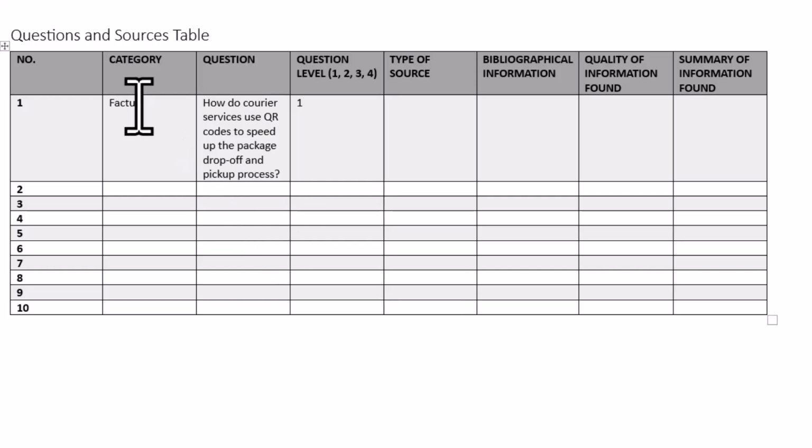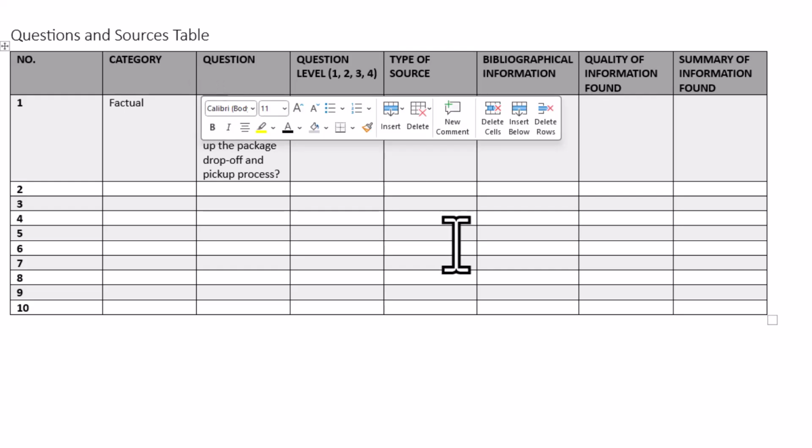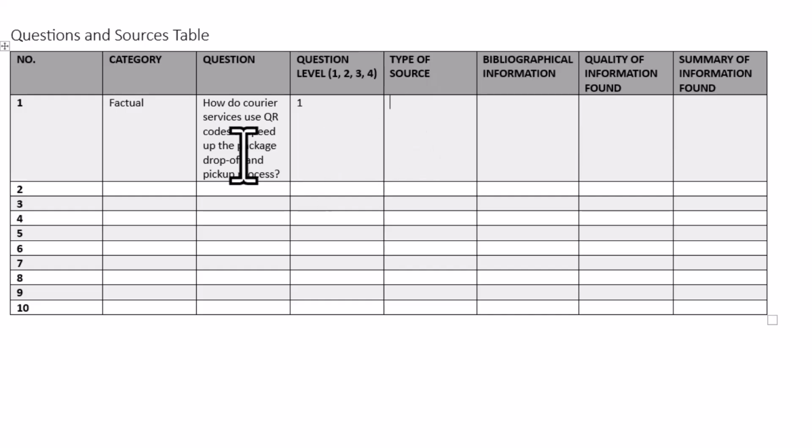So I know it's a factual. I've got the question. We know it's a level one. Why? Because it used the word how. Are you guys happy? What type of source is this? All right, it's definitely going to be the internet. Okay, we're using the internet as a source.